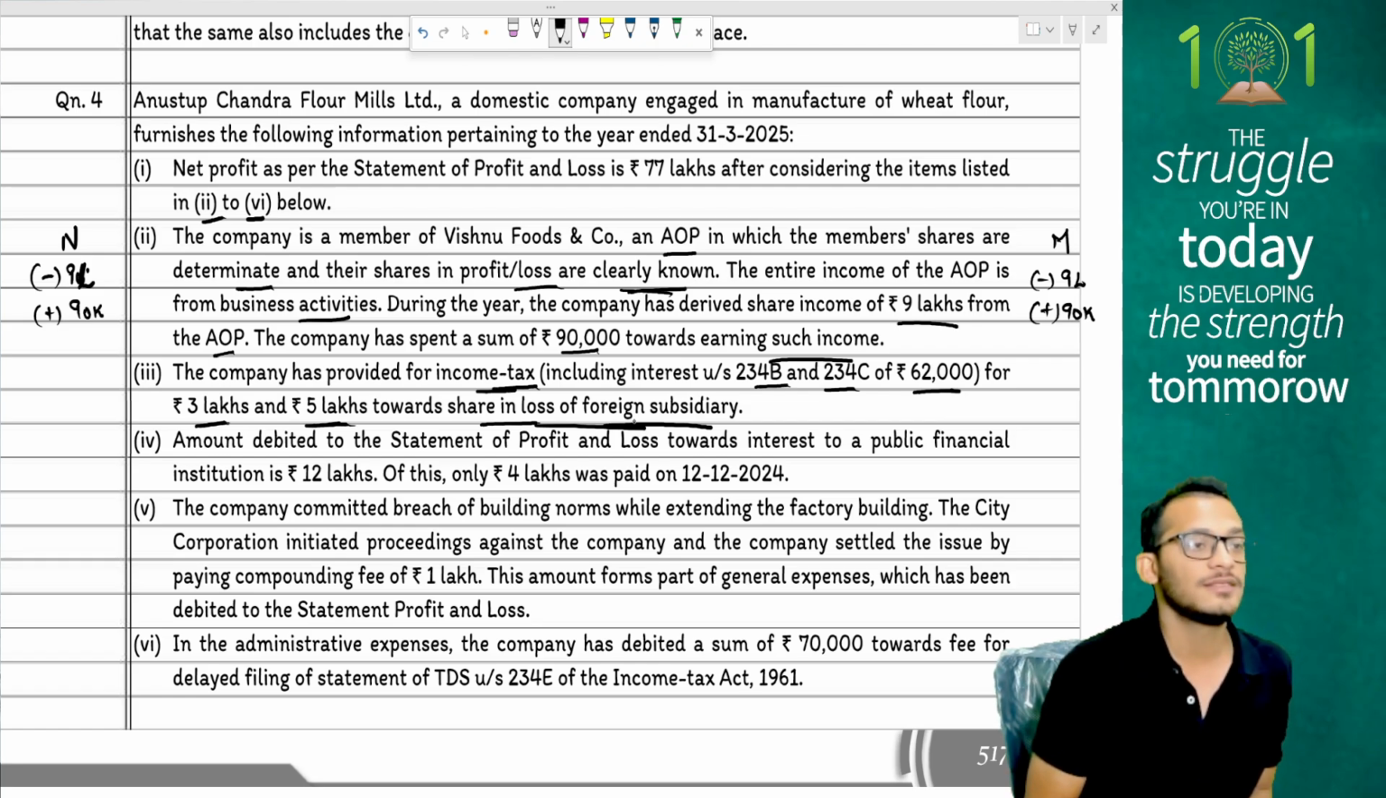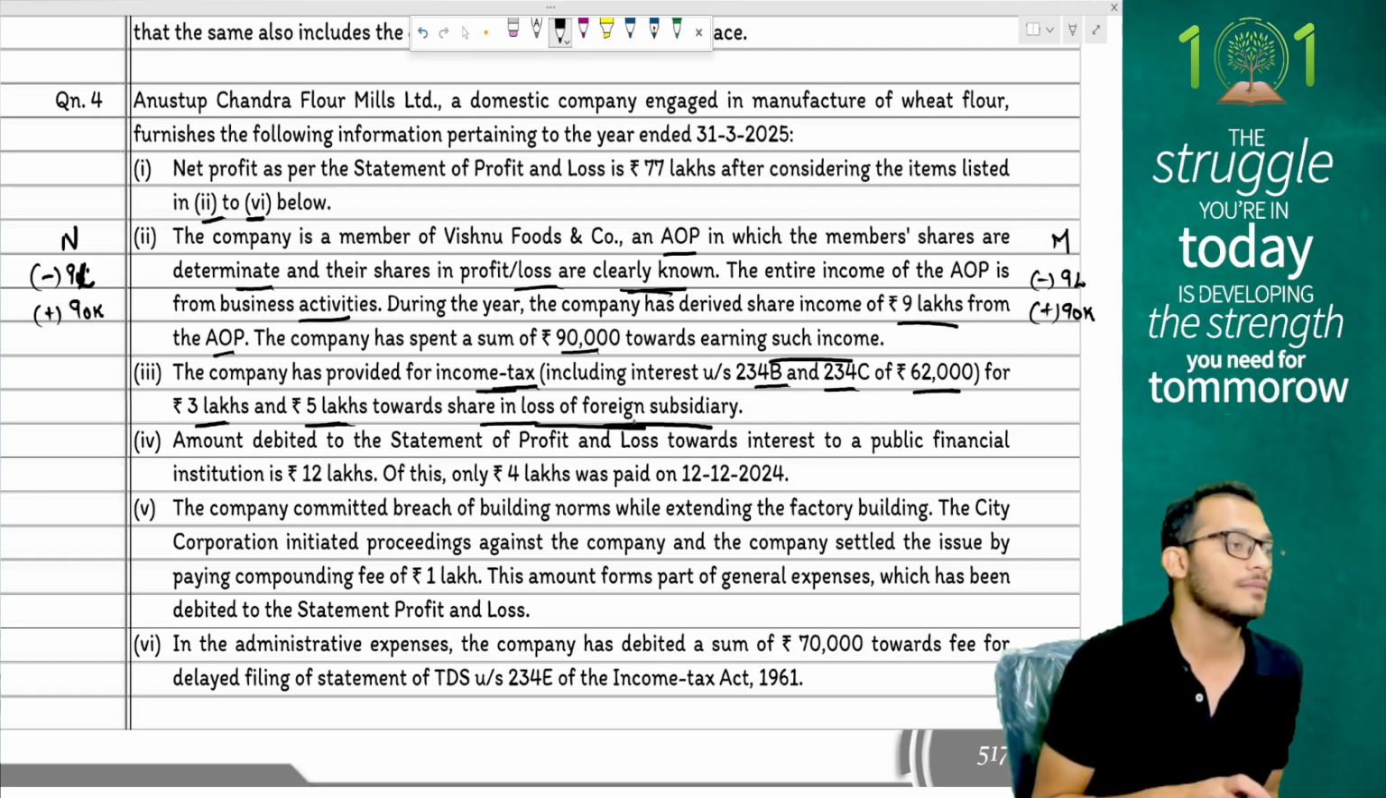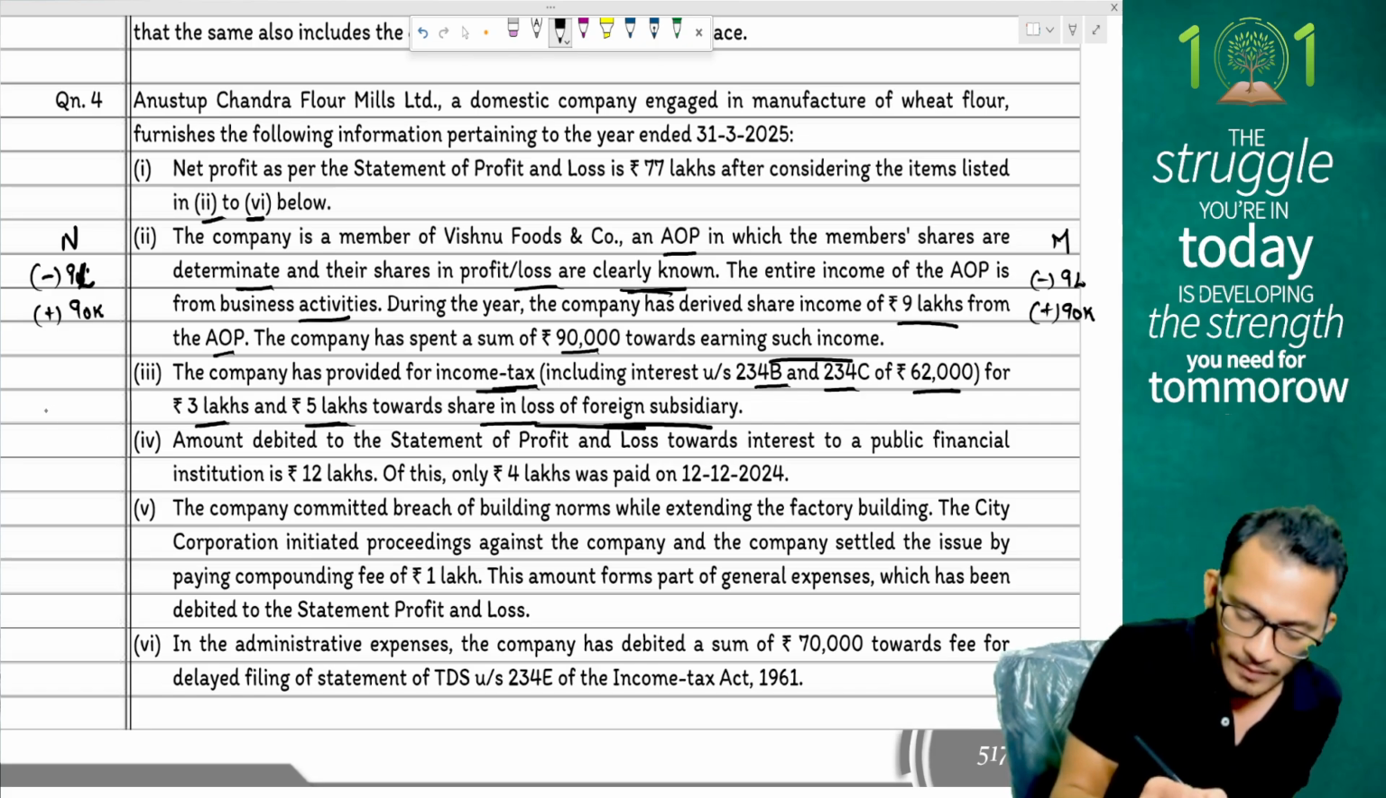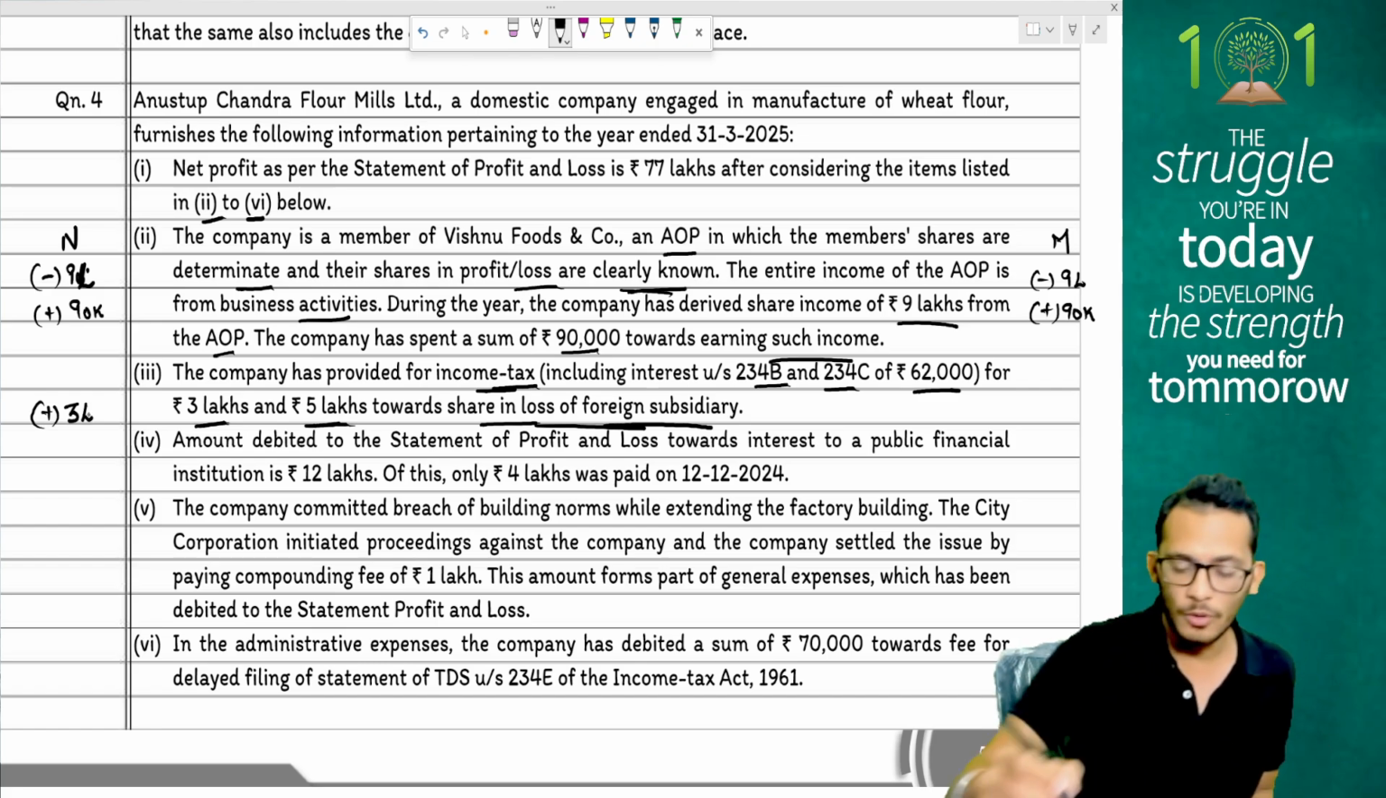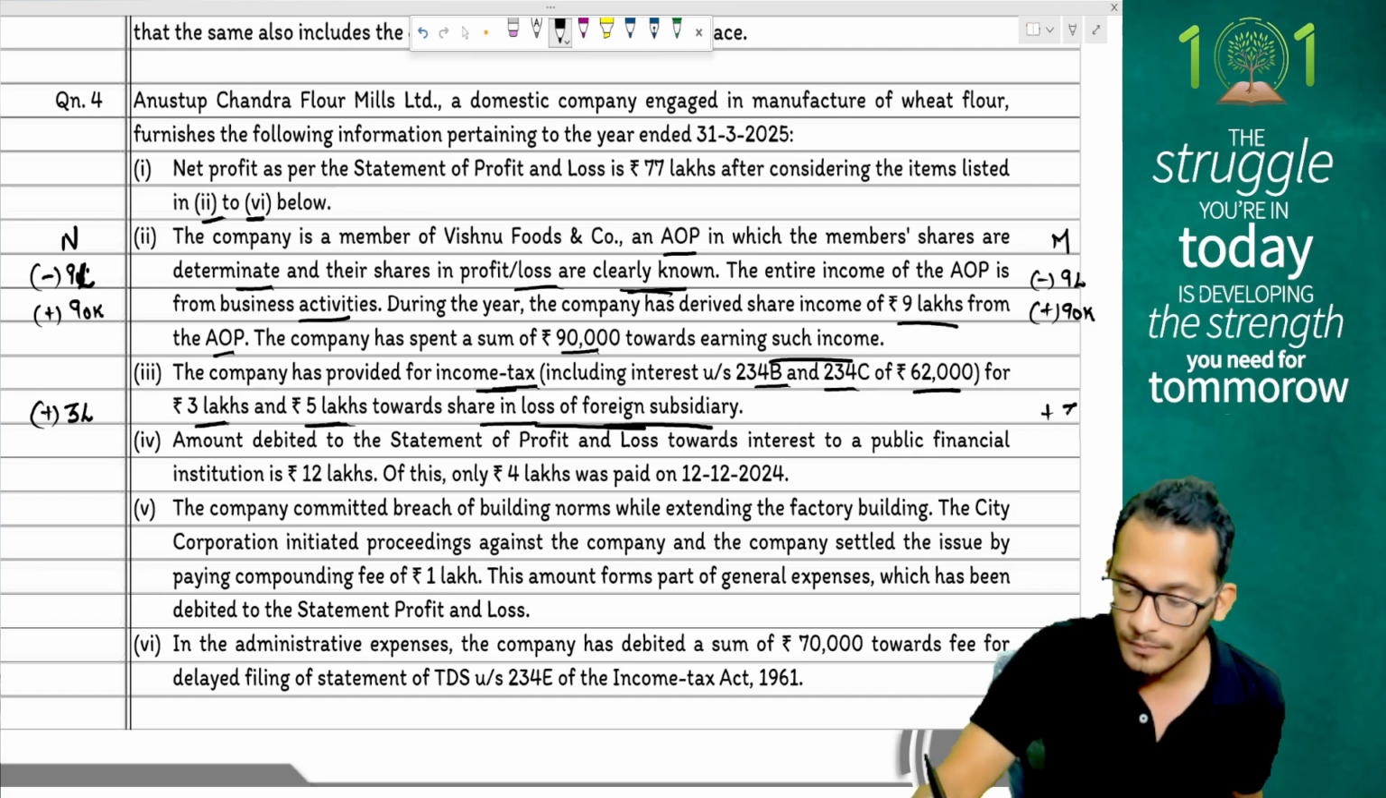Section 48(2) does not allow any tax and interest, both. So I am disallowing 3 lakhs. People, under normal or MAT? Both. I am disallowing it under both.